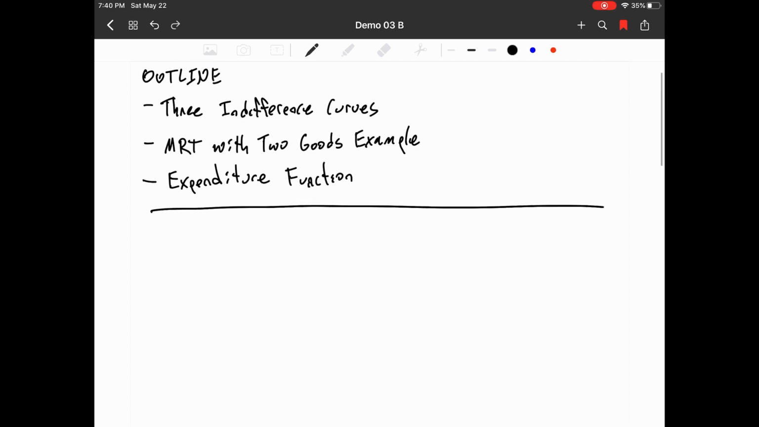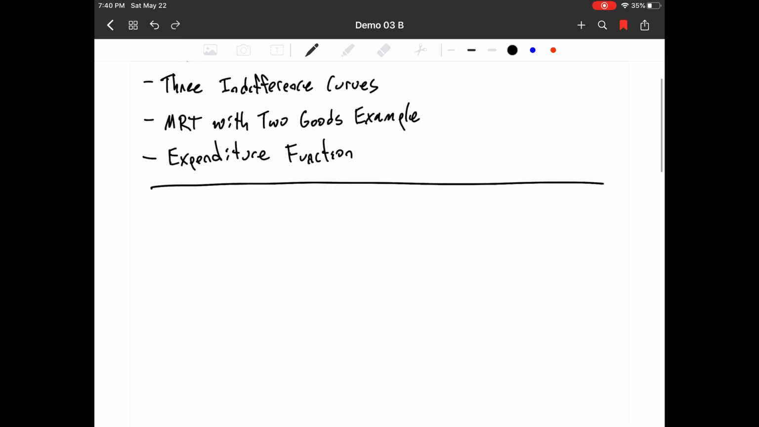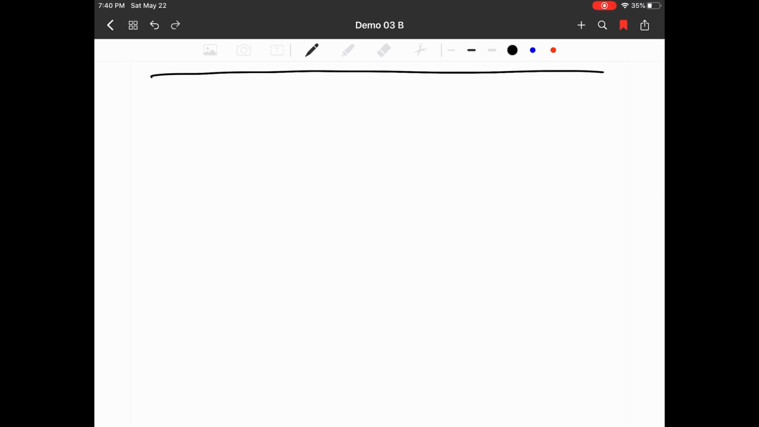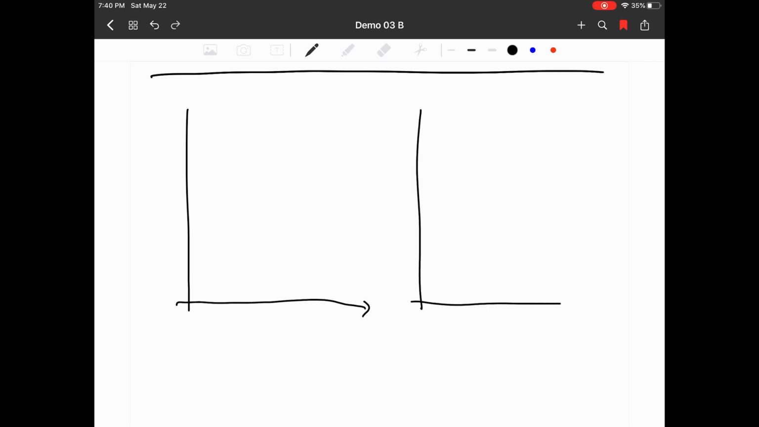So the first thing we're going to do is just talk through three different scenarios with three different indifference curves. This is very similar to what's in the textbook, so feel free to refer to that as well. So we're just going to set up three graphs here. We're going to start with 2, and then we'll talk about the third one. So we have a and b, and then y and x.